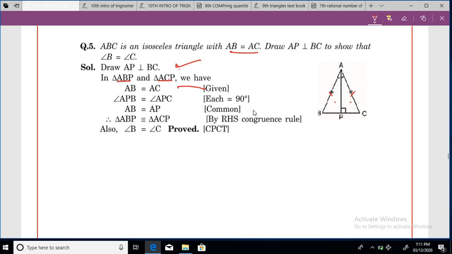Okay. So third one is angle APB equal to angle APC. Why? Because it is a height. They are perpendicular. They are already told that APB equal to APC. They are each 90 degrees. Okay. AP is common for both the triangles. So take SAS congruence rule or RHS congruence rule. As per this, these two triangles are congruent to each other. Okay. So if these two triangles are congruent to each other, we say that angle B is equal to angle C. Okay. Hence proved.